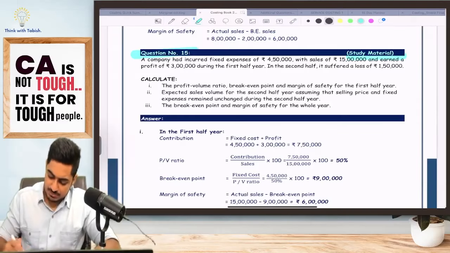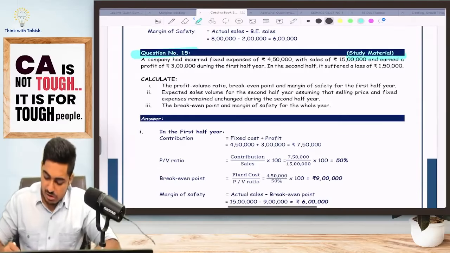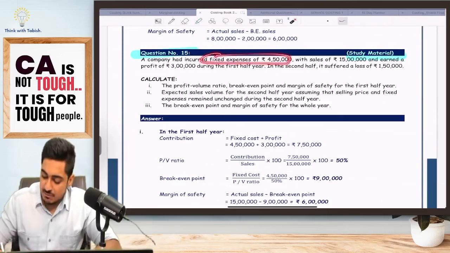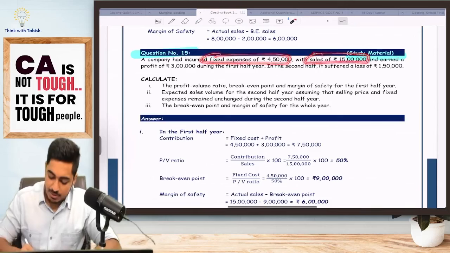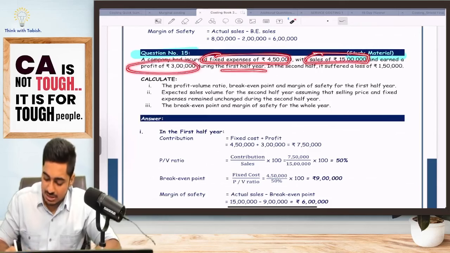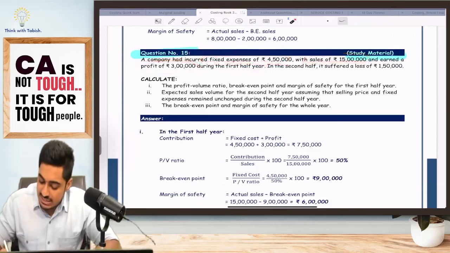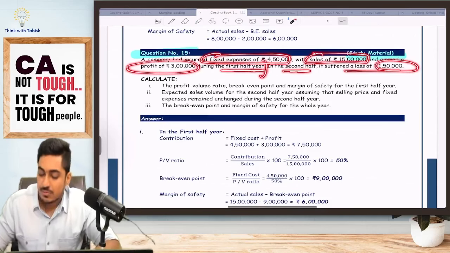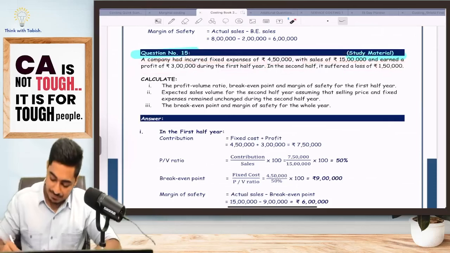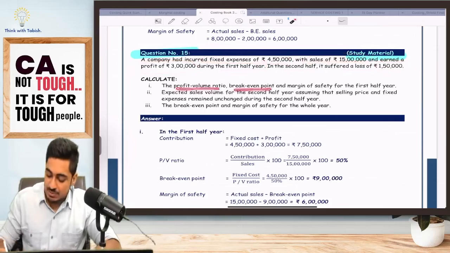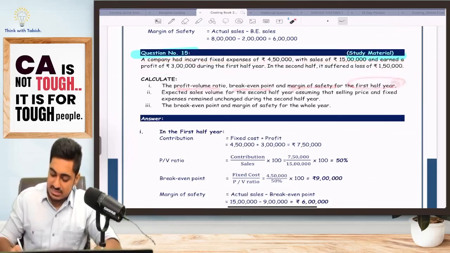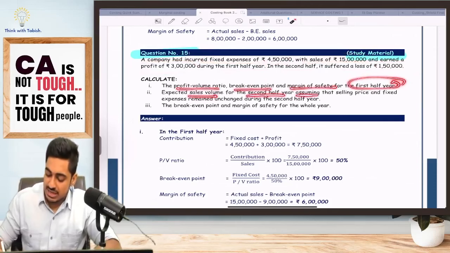Let us do this question number 15 also. Pay attention, everyone. Company had incurred a fixed expense of 4,50,000 with a sale of 15 lakh and earned a profit of 3 lakh during the first half of the year. All this information is for the first half of the year. In the second half, it suffered a loss of 1,50,000. Calculate PV ratio, BEP, margin of safety for first half. Sales volume for second half, assuming that selling price and fixed cost expenses remain unchanged.